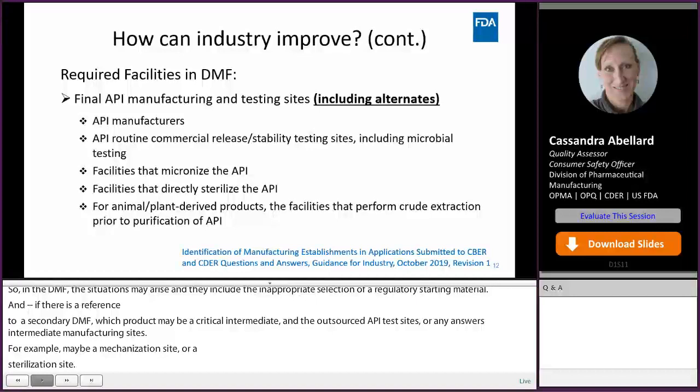And now I'll turn it over to my colleague Wei, who will further discuss critical intermediate sites.